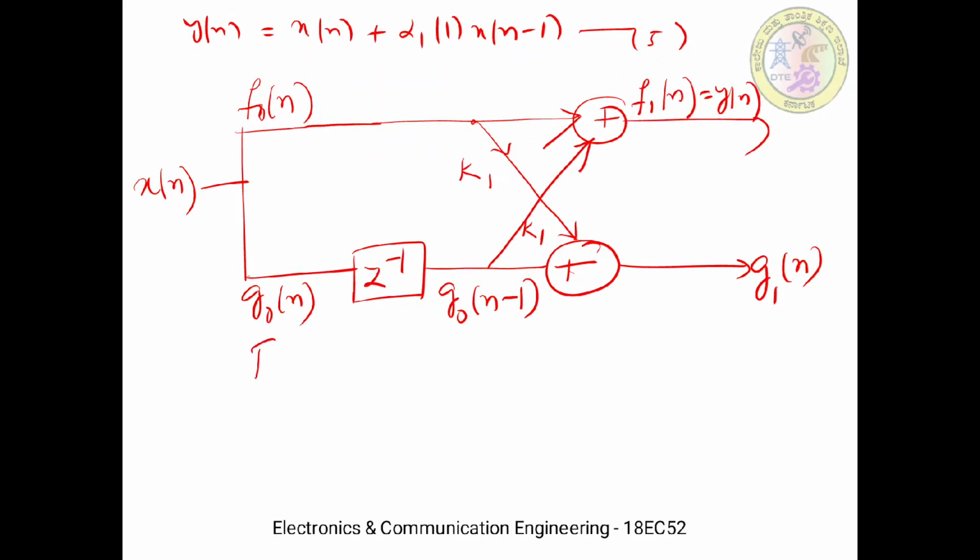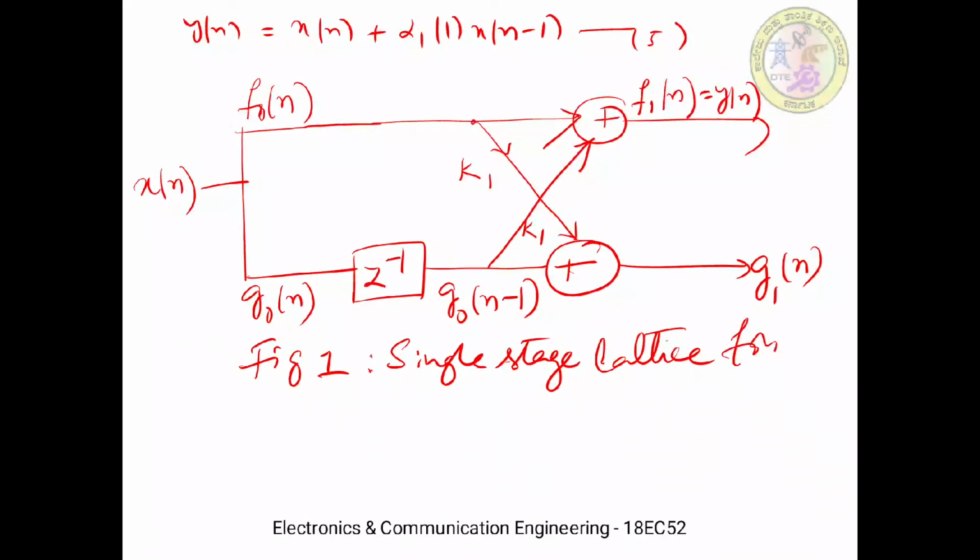Now this particular figure, call this figure 1. This represents the single stage lattice realization, single stage lattice form, or single stage lattice structure. This actually implements equation 5. Now let us rewrite equation 5 by referring to the above figure 1.